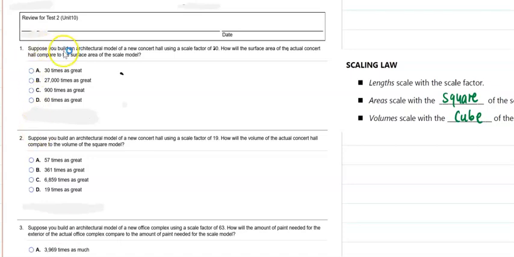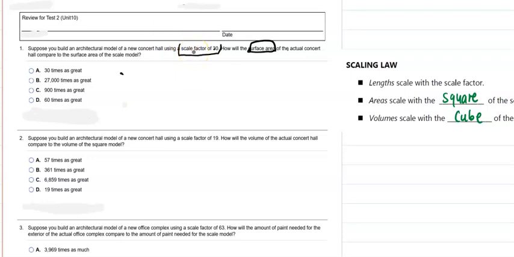Question number 1. Suppose you build an architectural model of a new concert hall using a scale factor of 30. How will the surface area of the actual concert hall compare to the surface area of the scale model? So you are comparing surface area between the model hall and the actual concert hall. Notice that the scale factor is 30.